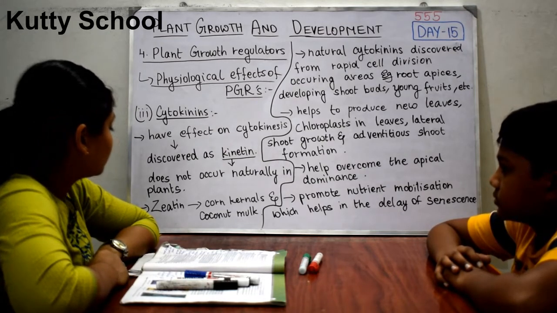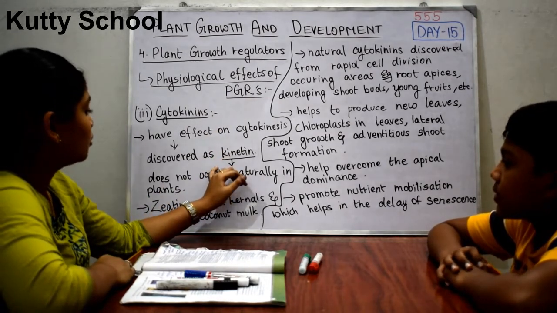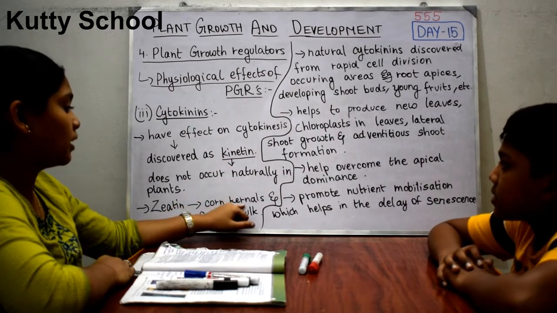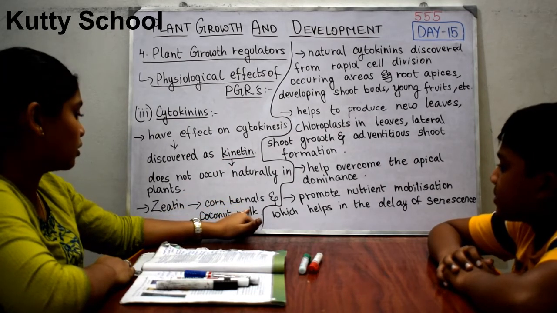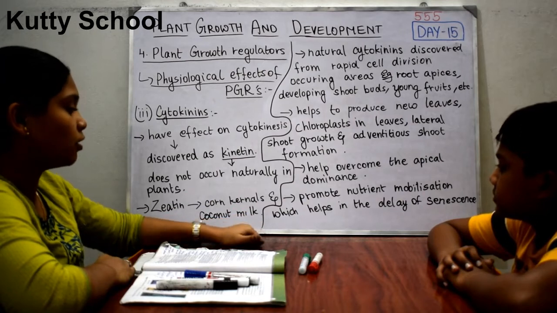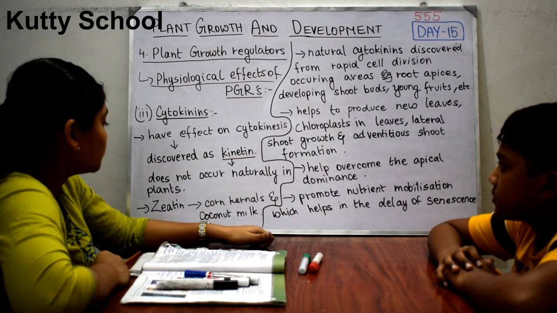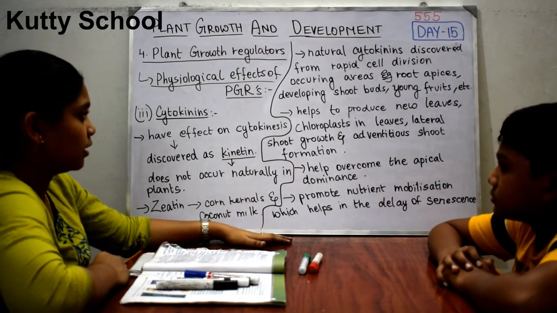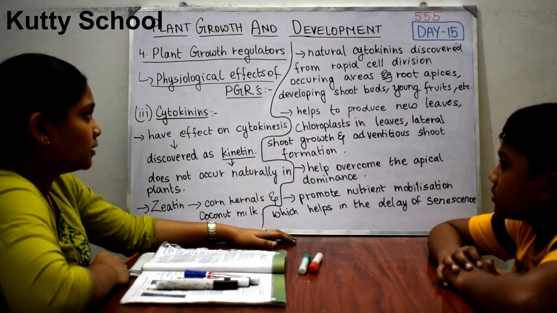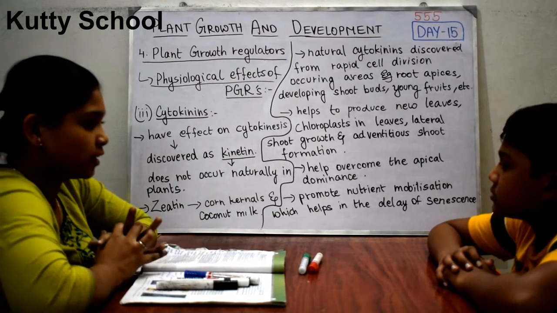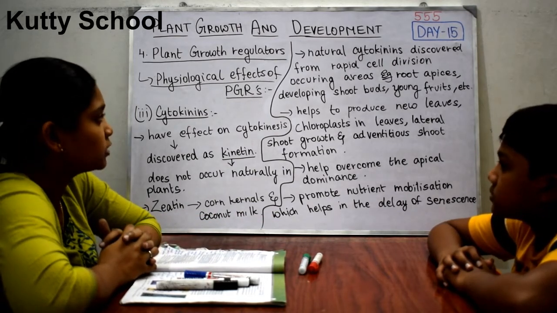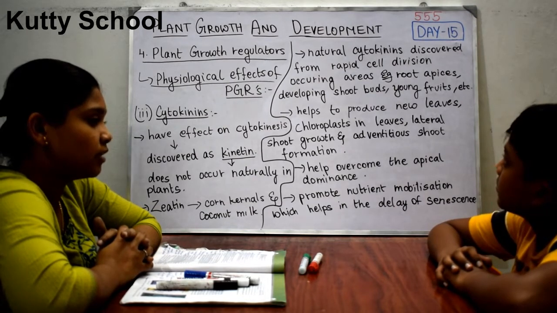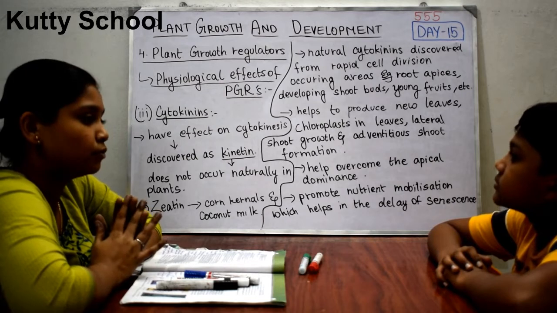The establishment of kinetin led to the discovery of zeatin. This zeatin was found in corn kernels and coconut milk. Zeatin has the same functions as kinetin. Some natural cytokinins were also discovered from rapid cell division areas like root apices, developing shoot buds and young fruits.